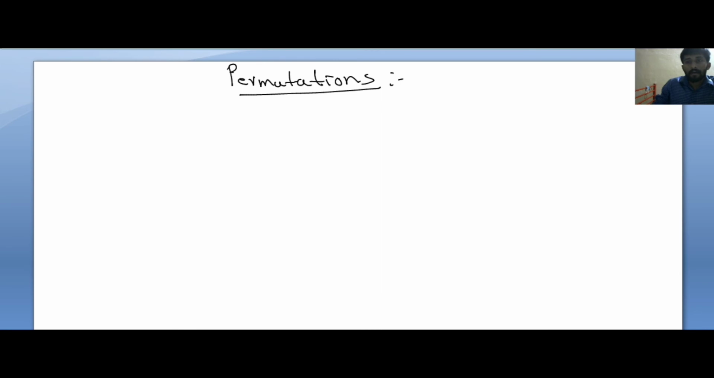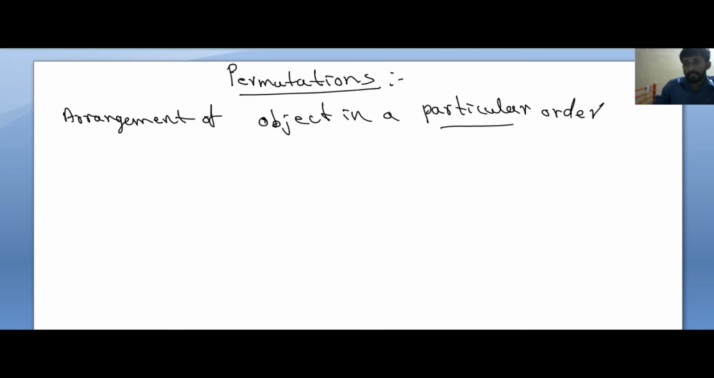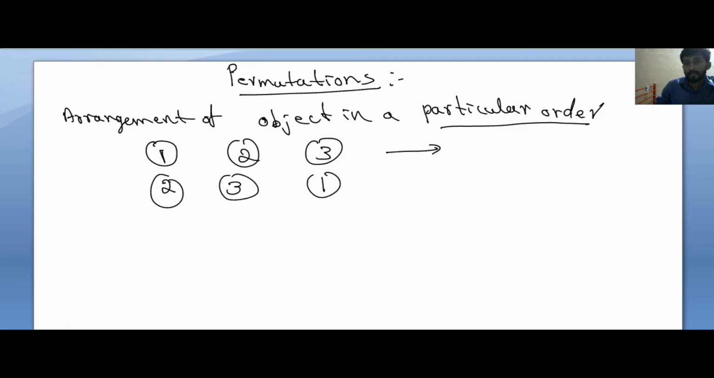Next concept is permutations. See the definition of permutations. Permutation is nothing but arrangement of objects in a particular order. That's the meaning of permutation. Here, very important is particular order. For example, I'm considering one object, the second object and the third object. It's one arrangement. Or you can arrange it as 2 here, 3 here, 1 here. Now it's a different arrangement, right? Or 3 here, 2 here and 1 here. Again you can observe a different arrangement. Here you are arranging the objects in a particular order. Here order is important. Those arrangements are called permutations.